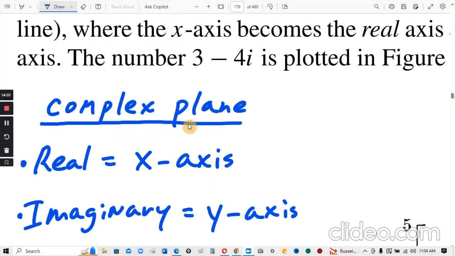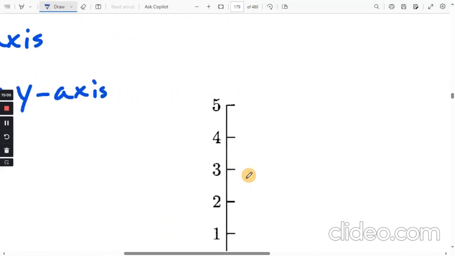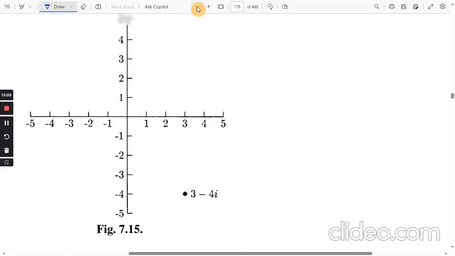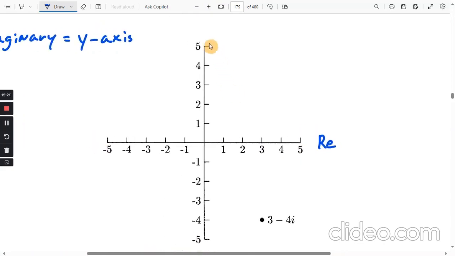So for the complex plane, when you graph something like this, the real number is going to be on the x-axis and the imaginary number is going to be on the y-axis. Let's take a look. If we have the complex plane here, the xy plane, the x-axis is actually the real axis. Usually you just write RE. And the y-axis is the imaginary axis. Usually you just write IM.